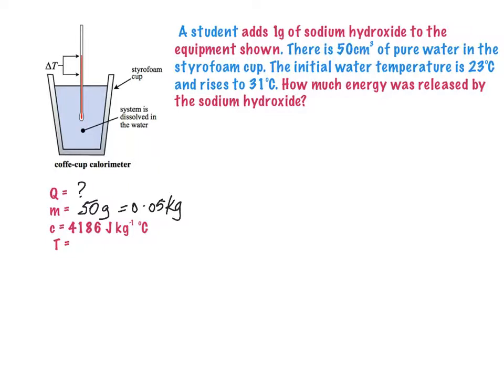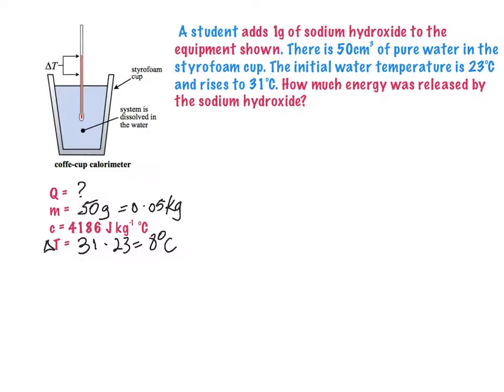Our temperature change. We start up at 23 and go to 31. So temperature change, so delta, we should put delta in front of there, is 31 minus 23, which is 8 degrees C. So we've met all the requirements for our equation.